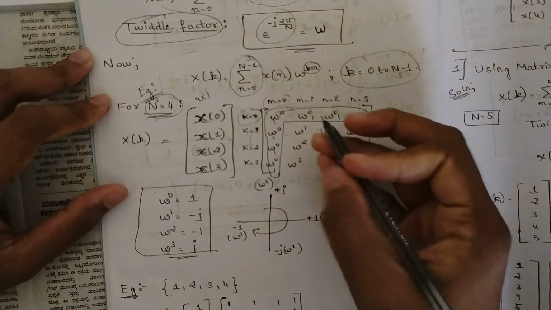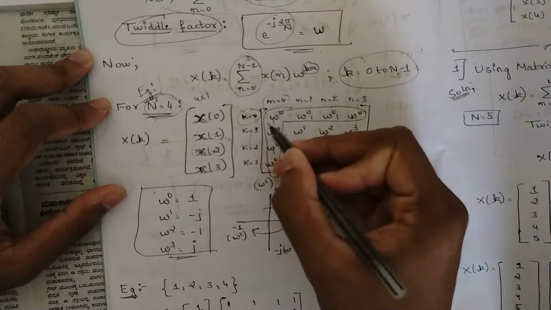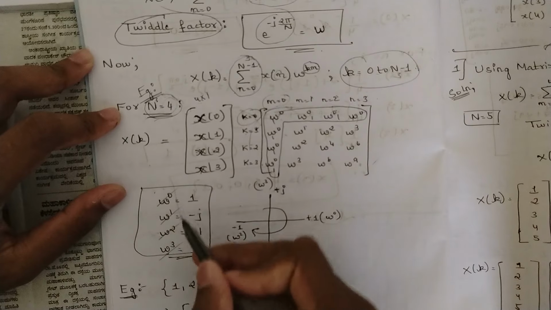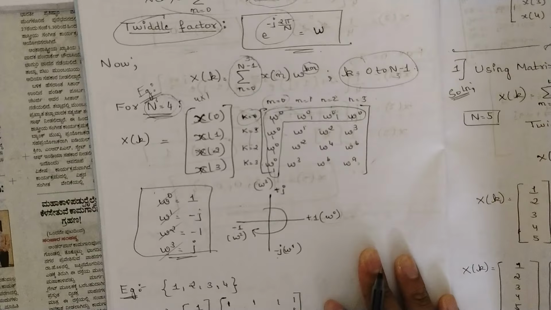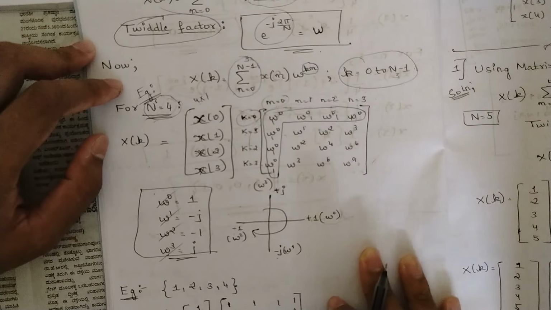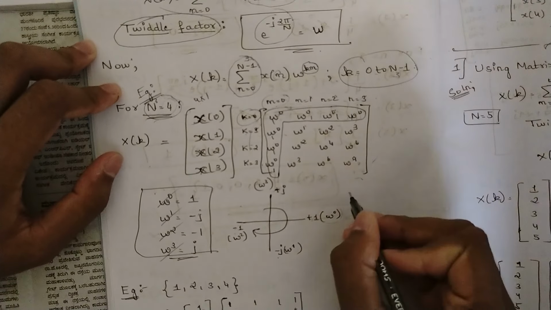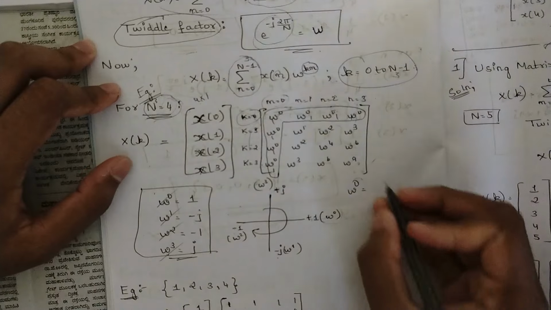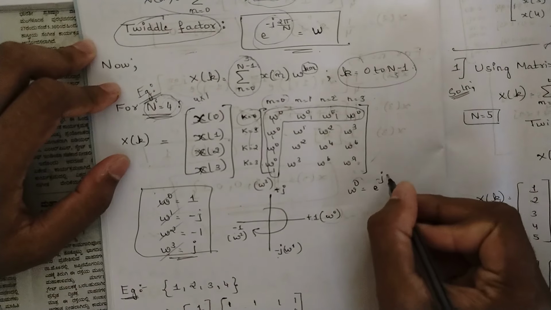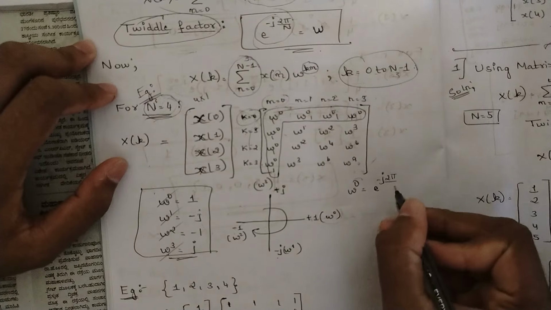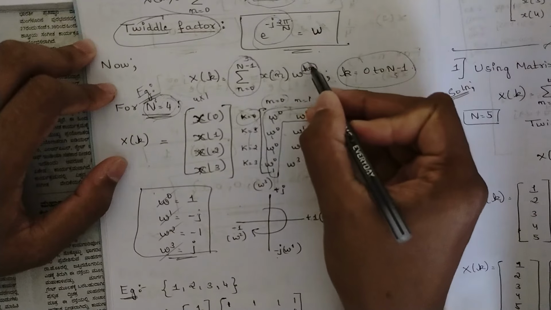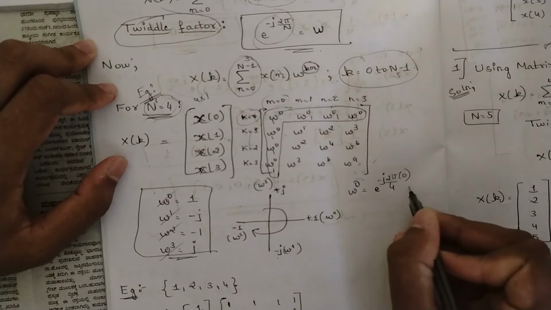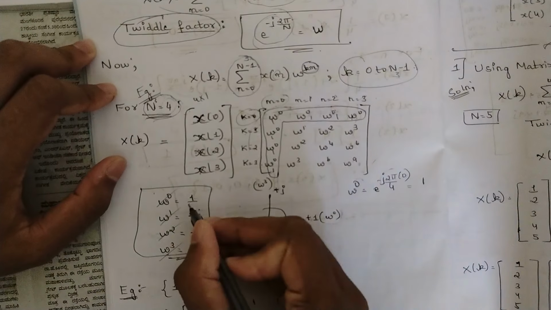Now after this we should find the values of omega power 0, omega power 1, omega power 2 and omega power 3. All these 4 terms we now find out. First, w to the power 0: we know that w is equal to e power minus j 2 pi by n. Here the value of n we have taken as 4, and in place of kn we have 0. So we get e power 0, which is 1.